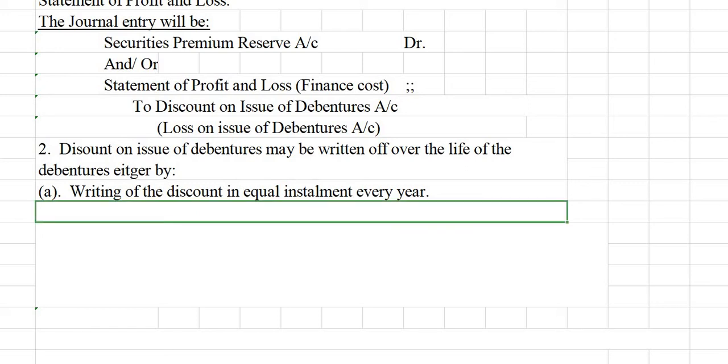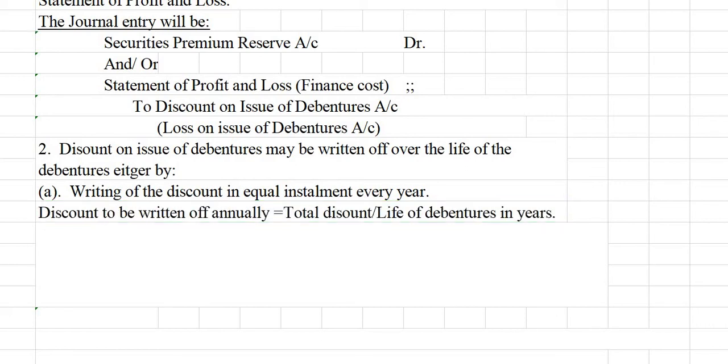Then what will be the calculation for that? How can the discount to be written off annually every year be calculated? What is the total discount? The total discount divided by the total life of the debentures, that means the maturity period of the debentures.